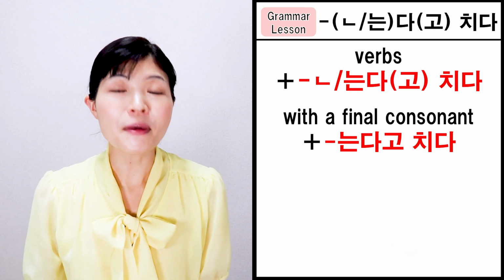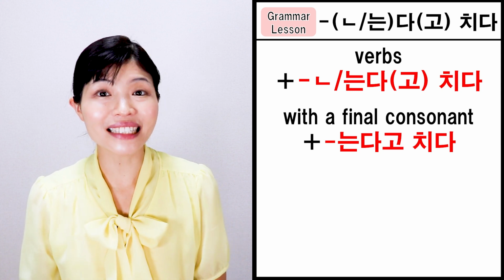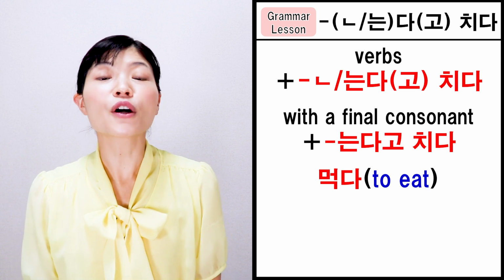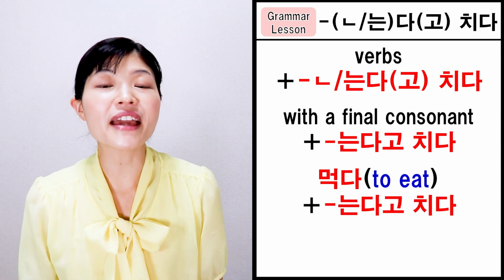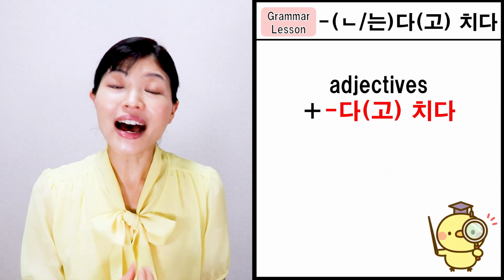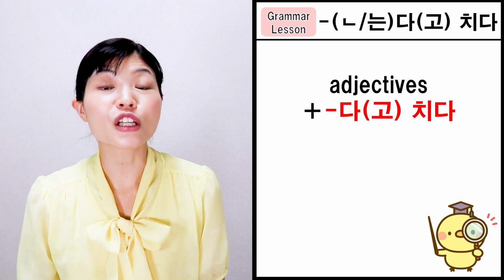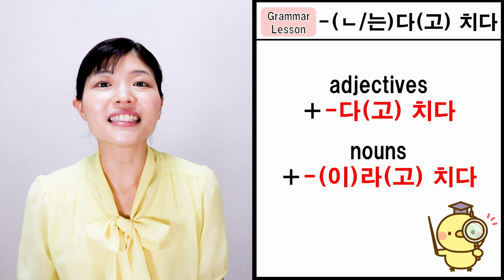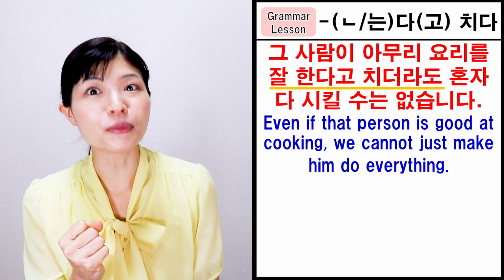If a verb stem has a final consonant, you attach 는다고 치다. For example, 먹다 to eat has a final consonant, so you attach 는다고 치다 to make 먹는다고 치다, I assume to eat. For adjectives, you attach 다고 치다 regardless of a final consonant. And for nouns, you attach 이라고 치다. Okay? Then let's read a sample sentence.